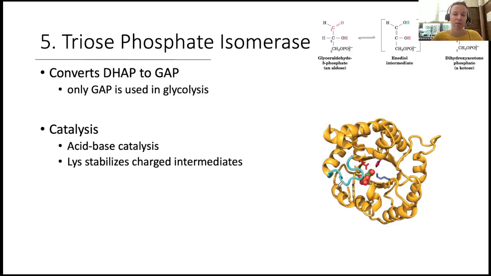Step 5, almost halfway through, folks, is triose phosphate isomerase. Okay, only GAP is used for the rest of glycolysis, but we just made 1 molecule of DAP and 1 molecule of GAP. So this enzyme takes DAP and changes it to GAP so that we can proceed with the rest of glycolysis. This enzyme does acid-base catalysis, and a lysine, positively charged, stabilizes negatively charged intermediates. This is a very common theme.